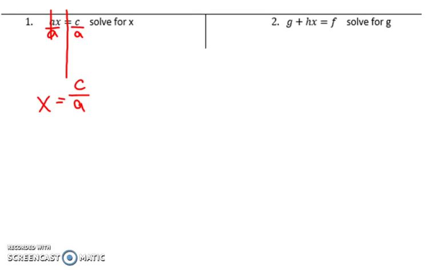And that's my answer. And I know it looks weird because it's only variables, but if I were to give you numbers to put in, we could evaluate the equation, but we're just solving for that one variable.